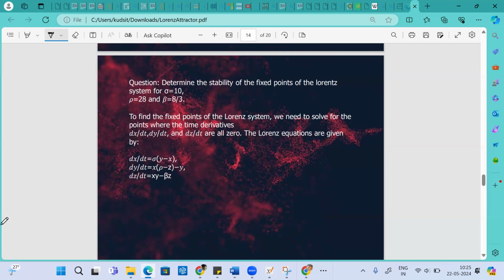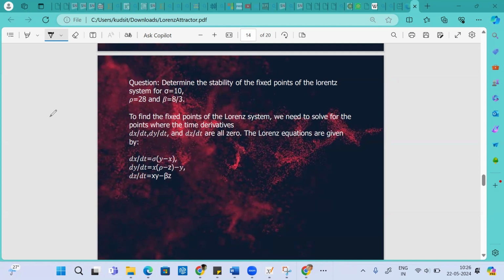Into a problem, we have to determine the stability of the fixed points of the Lorenz system for sigma equal to 10, rho equal to 8, and beta equal to 8 by 3. So we know the Lorenz equations are dx by dt equal to sigma into y minus x, dy by dt equal to x into rho minus z, minus y, and dz by dt equal to xy minus beta z. So to find the fixed points, we have to solve the points.